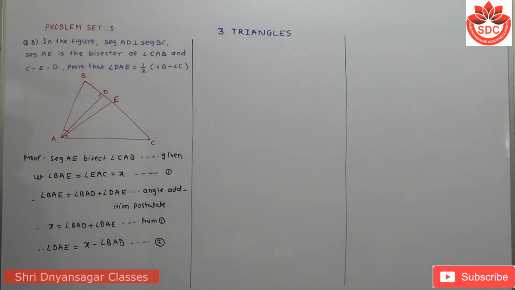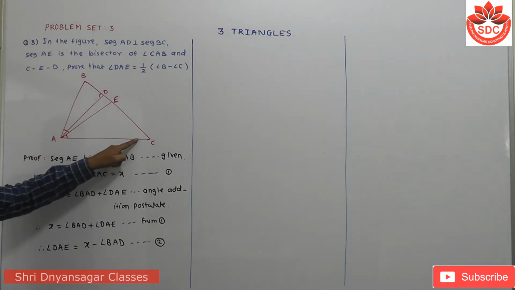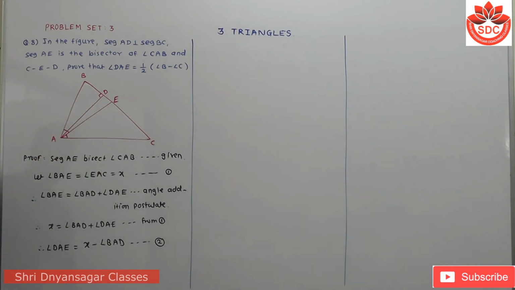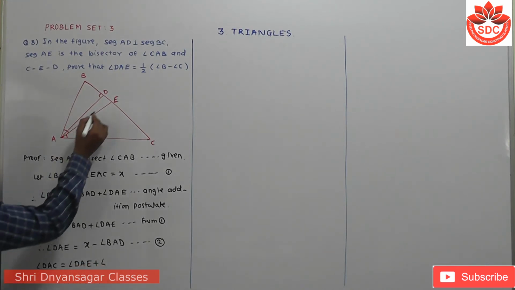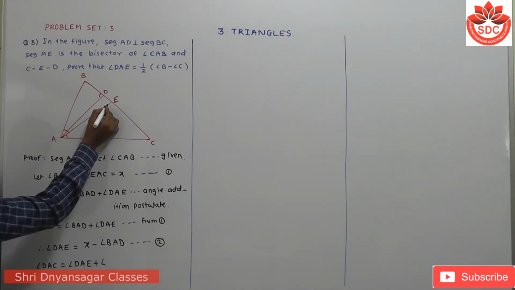Student, then we take here angle DAC. Angle DAC is equal to angle DAE plus angle EAC.